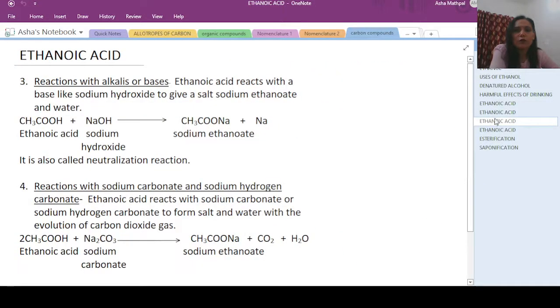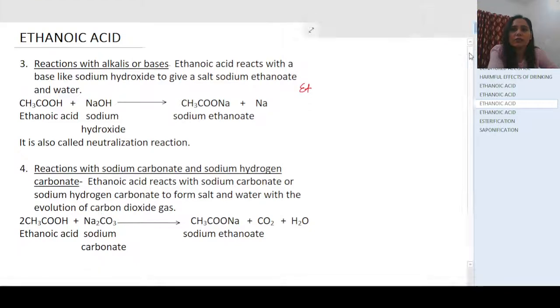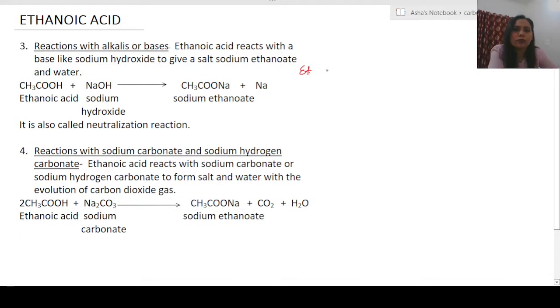The next important property of ethanoic acid is its reaction with alkalis or bases. Whenever ethanoic acid reacts with any kind of alkali, it always forms the metal salt, plus it gives out water.